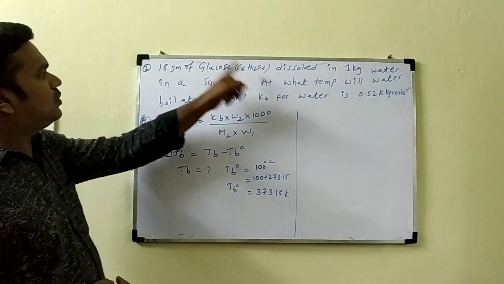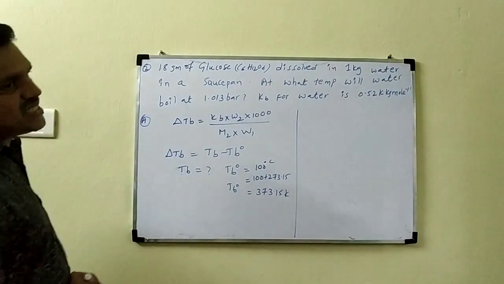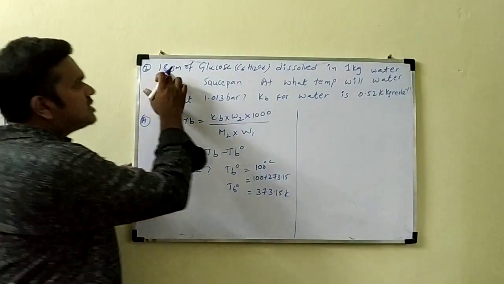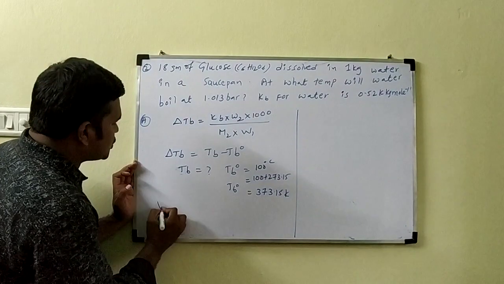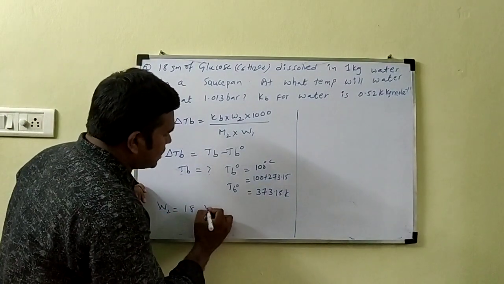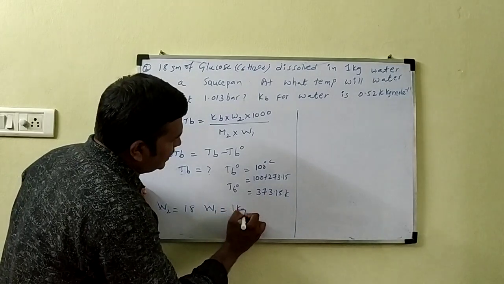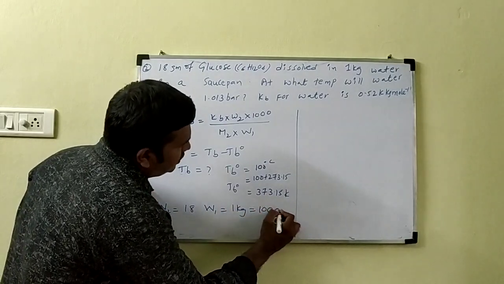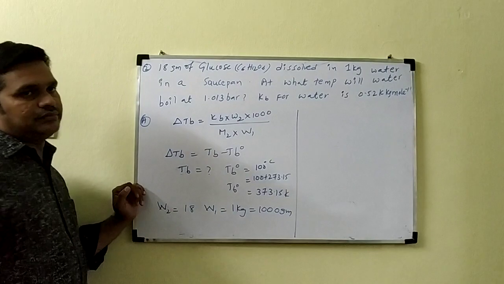Now we can see what information is given in the problem. 18 grams of glucose is dissolved in 1 kg of water. Which is the solute? The solute is 18 grams only. What is the solvent? The solvent is 1 kg, that is equal to 1000 grams only.